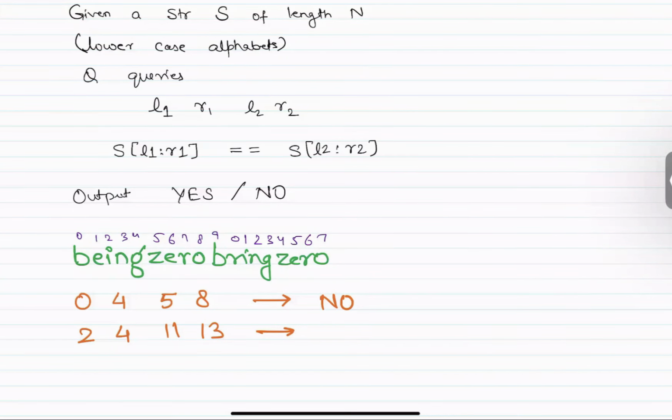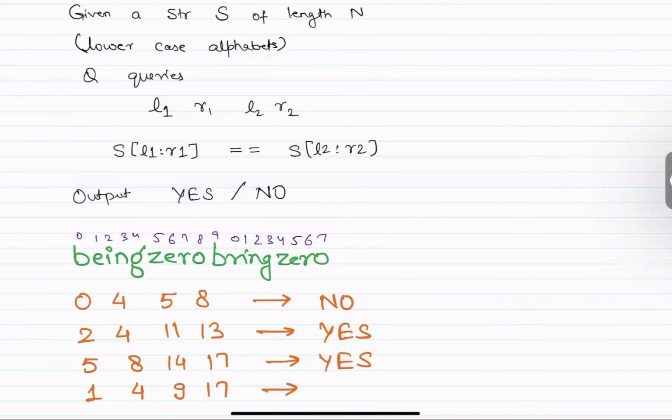Same way, if I give you one more query, let's say the query is 5 to 8, and then 14 to 17, then what is the answer? Yes, the answer is yes. And if I give you a query like, let's say, 1 to 4 and 9 to 17, no is the answer. Yeah.